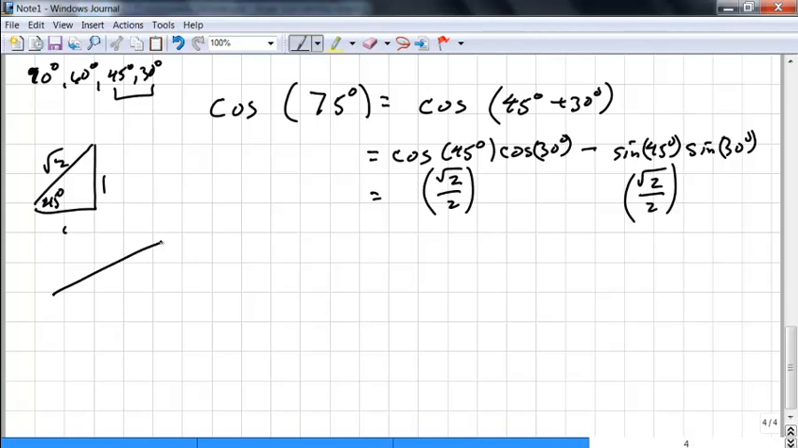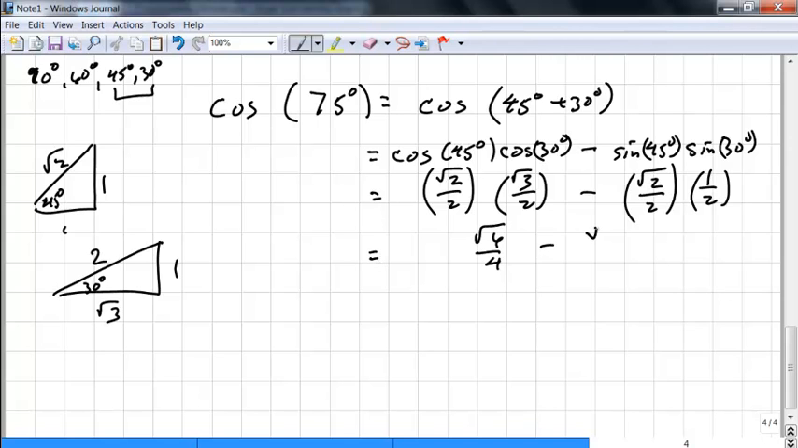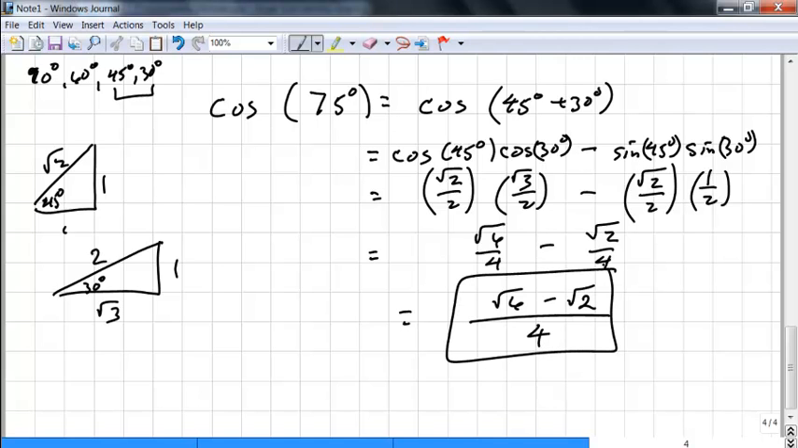Now this time 30 degrees is here for cosine and sine. So there's 30 degrees. This is the short side, so that's 1. Hypotenuse is 2. Longer leg is square root of 3. So the cosine here is square root of 3 over 2. And the sine is 1/2. So that's the square root of 6 over 4 minus the square root of 2 over 4. And again, they have a common denominator, so I can put them together like this. But I cannot combine the numerator further. Okay? So there's another example of how we can do that.